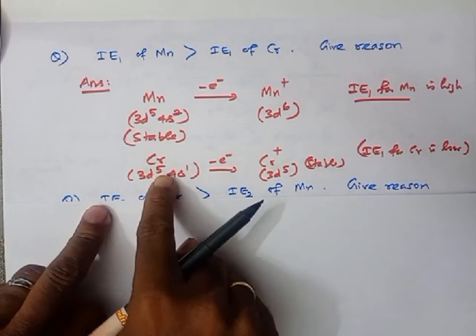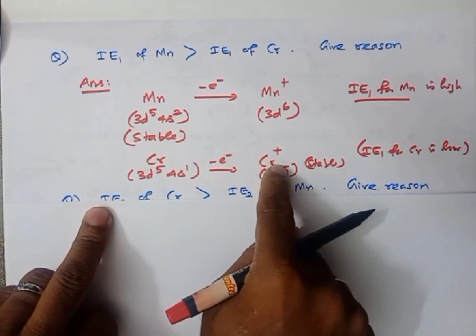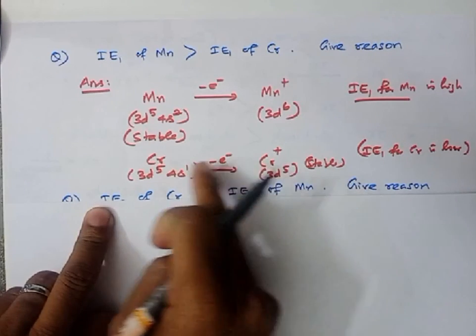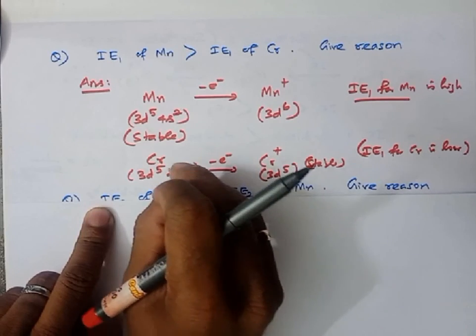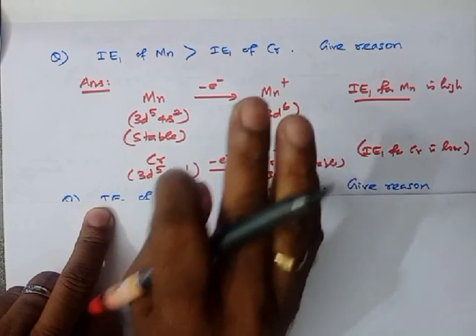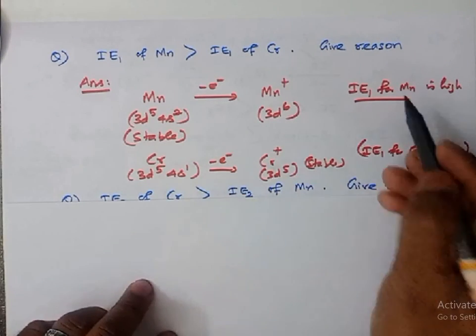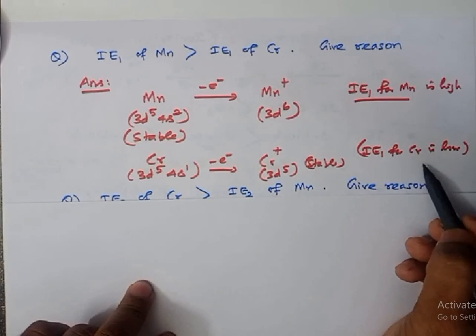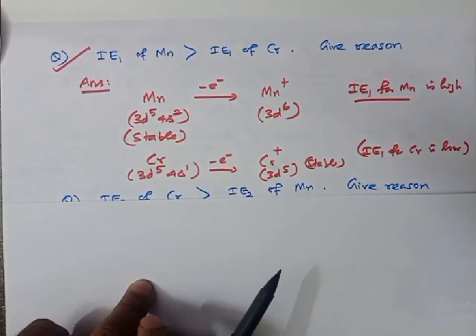Whereas here, it is stable, and if you remove an electron, this is also stable. So the energy change is just little. Therefore, this process can occur easily. If a process can occur easily, the energy involvement is low. That's a point you should keep in mind. So the first ionization energy for manganese is high, and the first ionization energy for chromium is low. Is this clear, student? The reason is this.